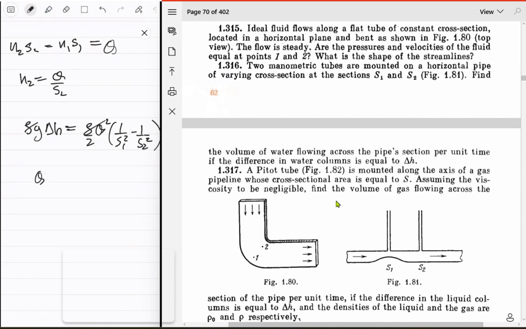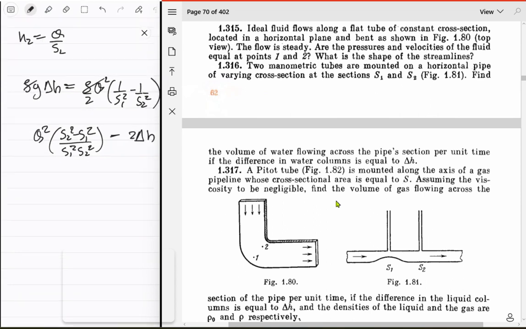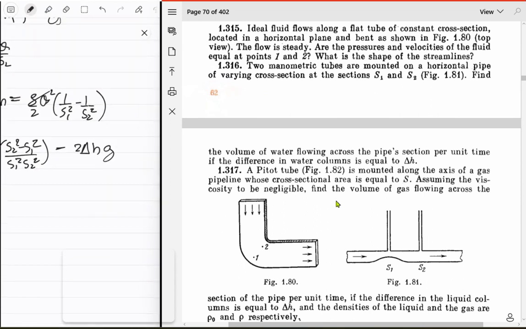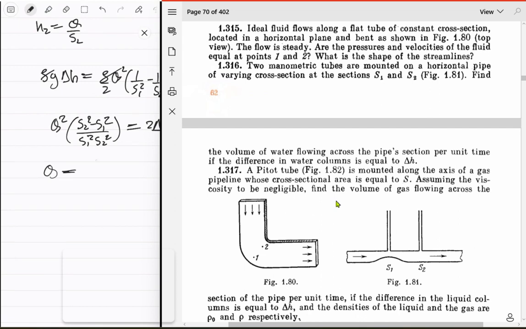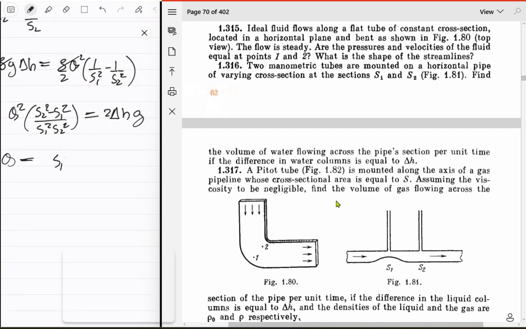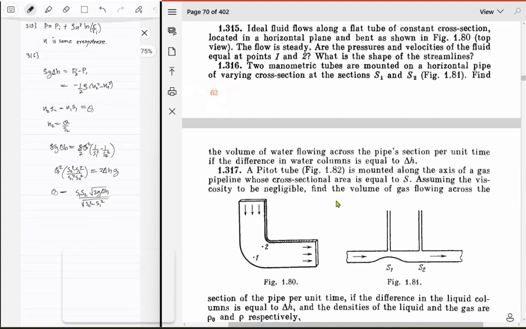You just get Q squared times s2 squared minus s1 squared upon s1 squared s2 squared. That is equal to 2 delta h, or okay, that times g, of course. So the Q thing just becomes s1 s2 times the square root of 2g delta h upon the square root of s2 squared minus s1 squared. Yeah, that's the thing. So now we have the volume flow rate.